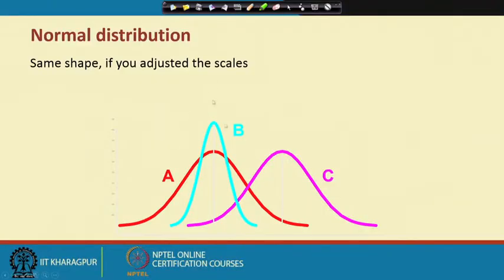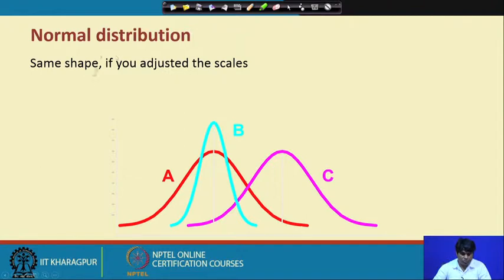So this is another way of looking at the distributions. All are normally distributed, but they are different with respect to shape. That's what we have already indicated with the help of skewness and kurtosis.